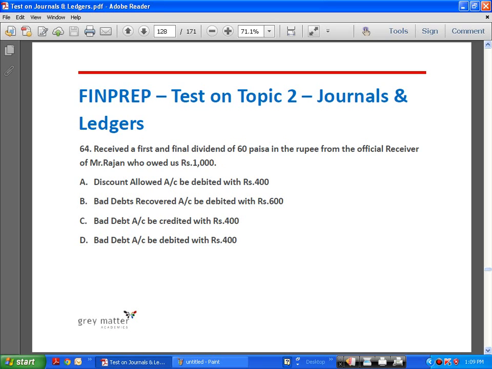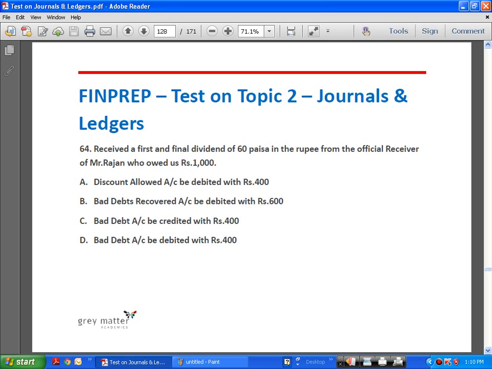So debit cash 600 rupees. 400 rupees is irrecoverable. It is a bad debt. So the bad debt account has to be debited with 400 rupees, and nothing can be recovered from Rajan. So his account has to be closed. His account had an opening balance of 1000 rupees. Now nothing is receivable from him, and so his account will be credited with 1000 rupees.